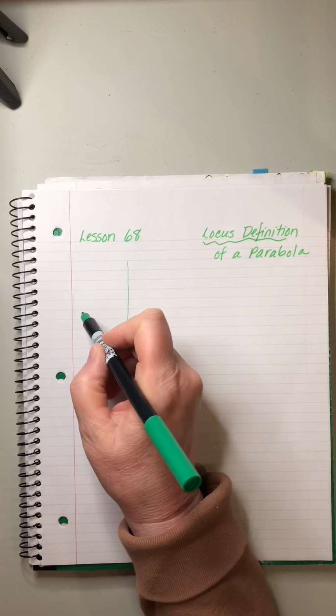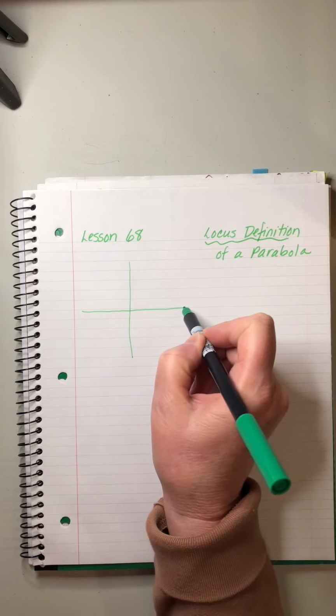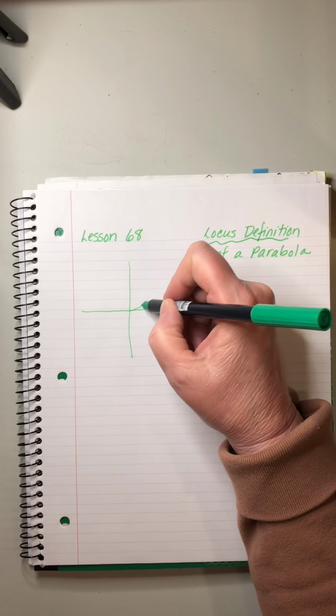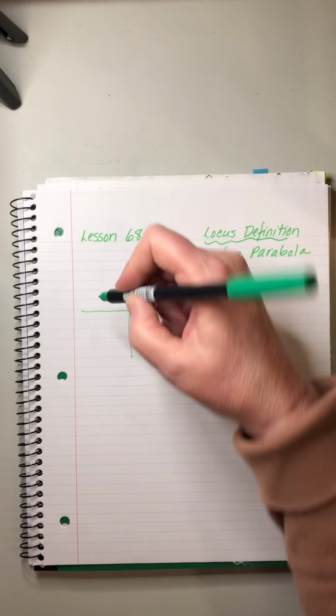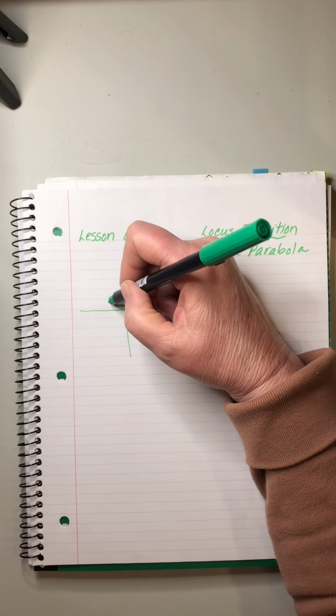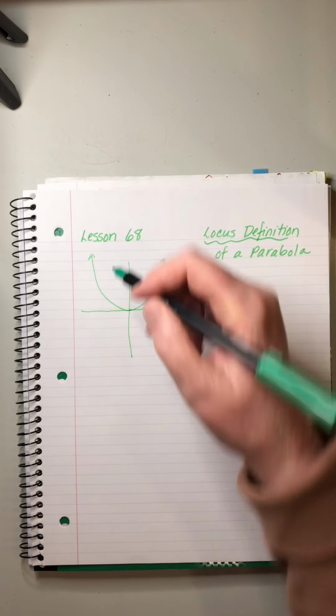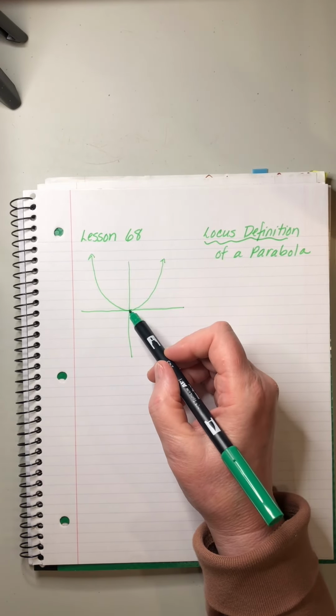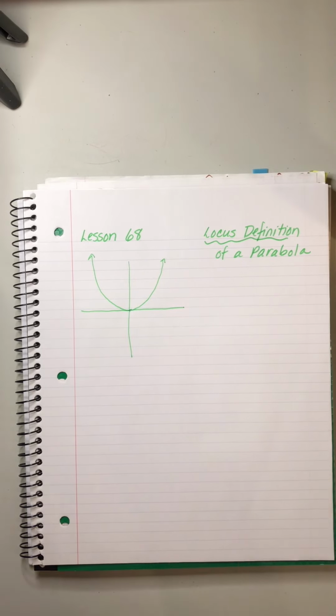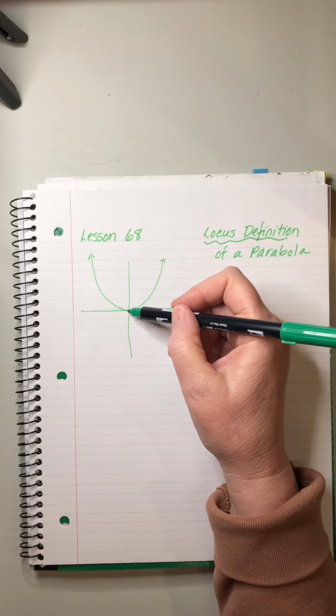Here's a graph. Here's a parabola that is positioned at the origin, right? The vertex of the parabola is at the origin. That's where we're going to start. We're going to make it harder later, but for now we're making it simple, all right?